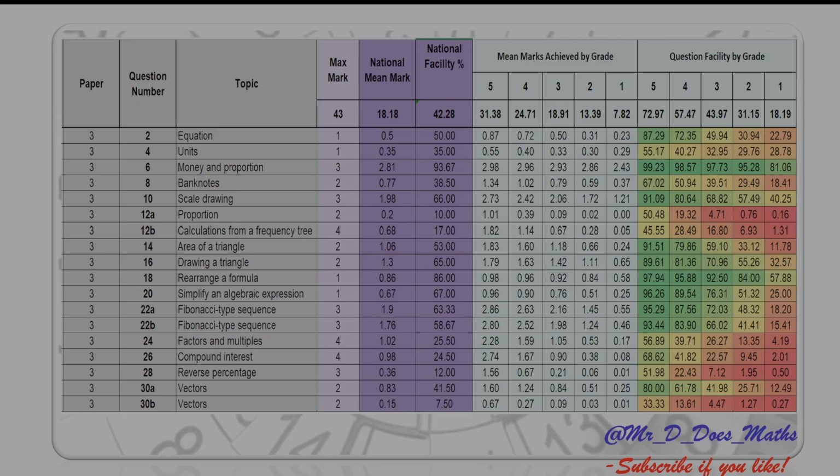Also, another thing that's quite useful and that I've chosen to leave in is this questions-by-grade table. That really tells you how difficult students found each of the questions. We can see here question 4 on units was surprisingly done quite badly across the board. That's useful if you found a question particularly difficult, as it lets you know how other students fared on that. Okay, let's crack on with the paper then.